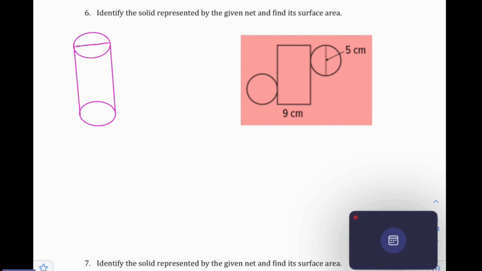This is 5, which is the diameter of the cylinder. This is 9 centimeters, which is the height of the cylinder. Actually, this is a short cylinder. It should be shorter than this, so this doesn't look like this. It is a short cylinder. It's like that.